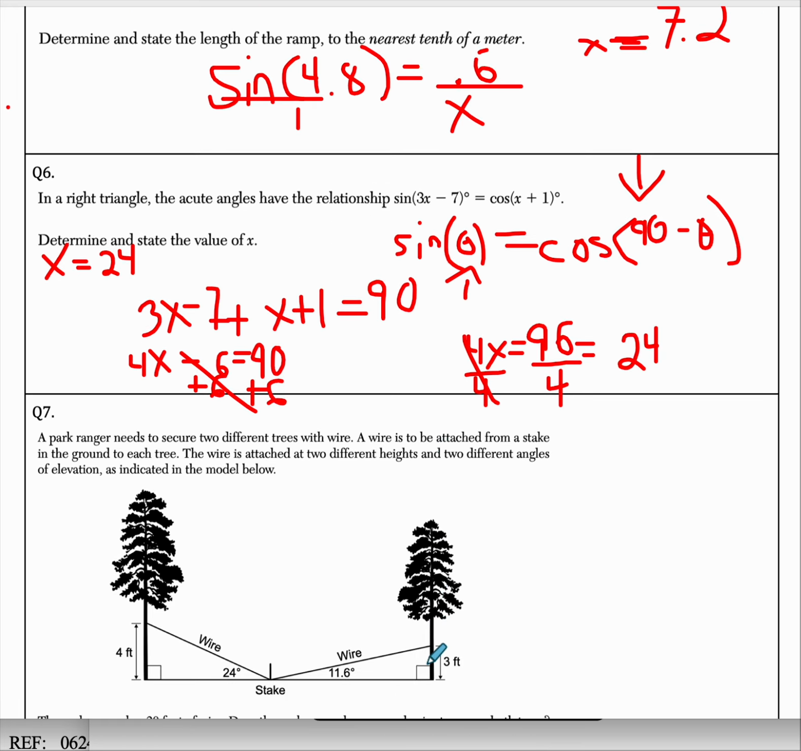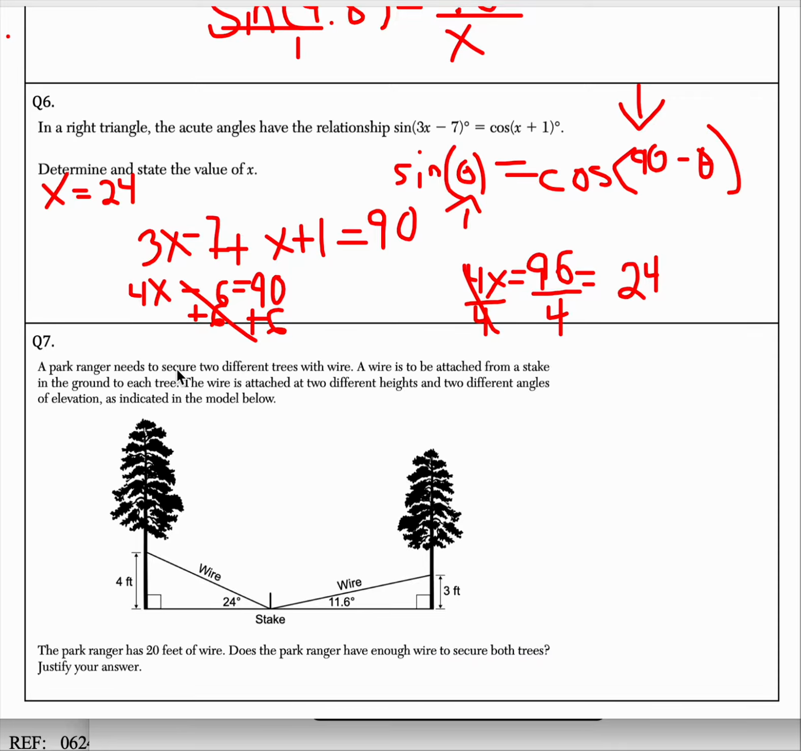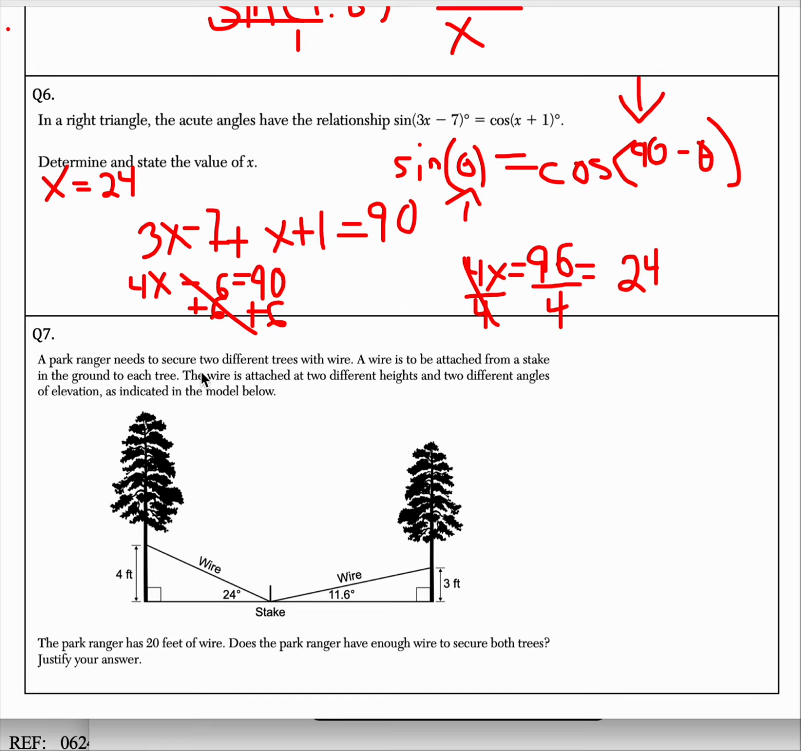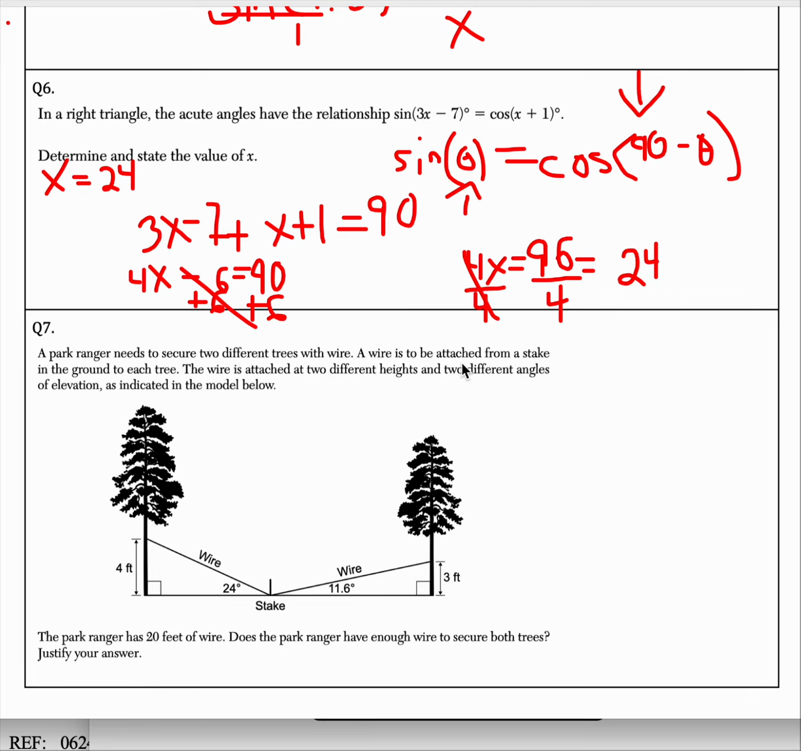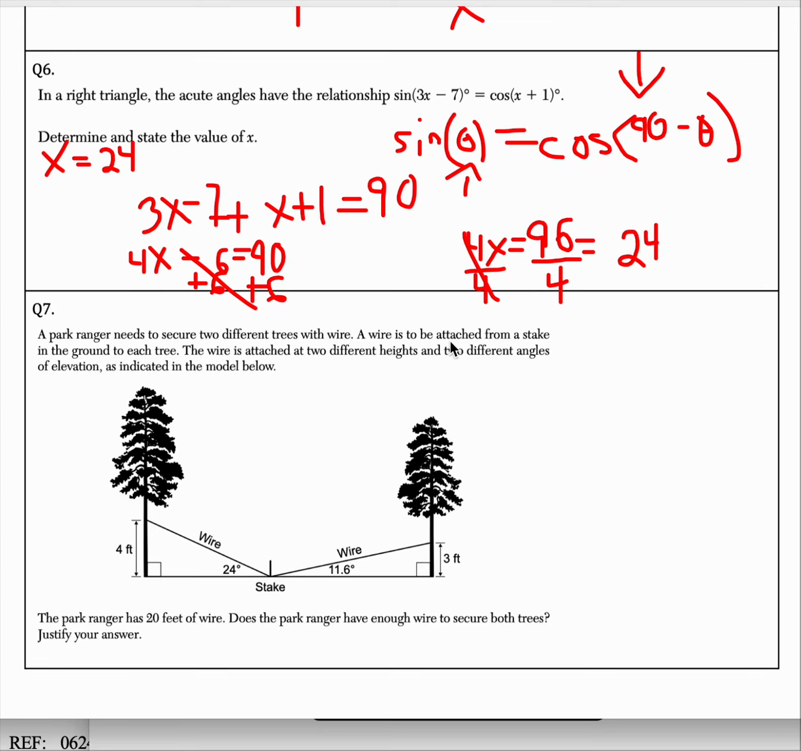Let's take a look at the next question. A park ranger needs to secure 2 different trees with wire. A wire is to be attached from a stake in the ground, right? The stake is right here. A stake is like a pointed object, like a pointed stick, right? The wire is attached from a stake in the ground to each tree.